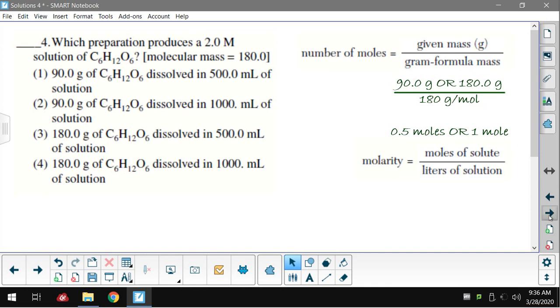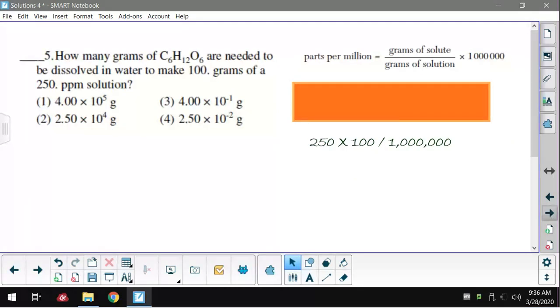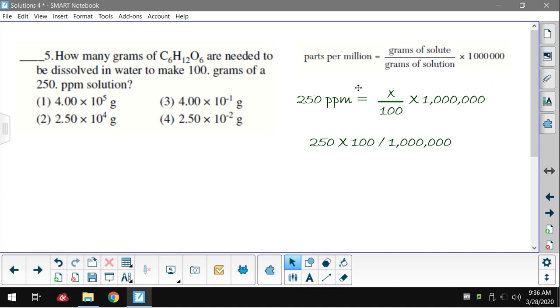And the final problem. How many grams of glucose are needed to be dissolved in water to make 100 grams of a 250 parts per million solution? So your parts per million is going to be 250, right? 250 parts per million. The grams is what you're looking for over 100, X over 100 times 1 million. So you move this all, so 250 times 100 divided by 1 million. When you work that all out, that's going to solve for your X.